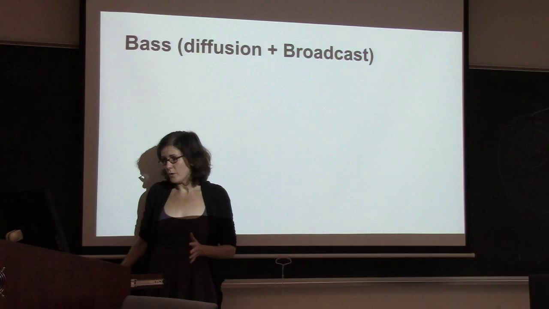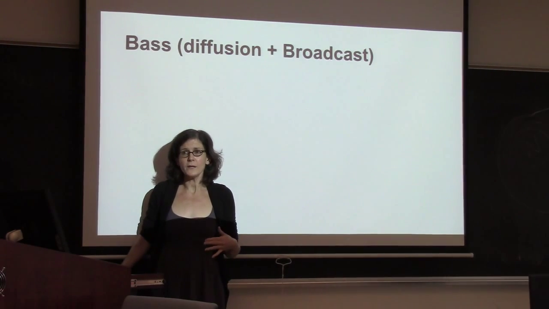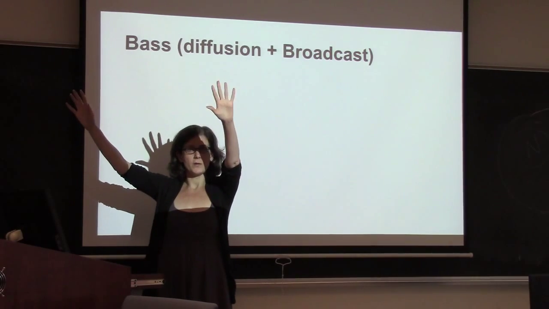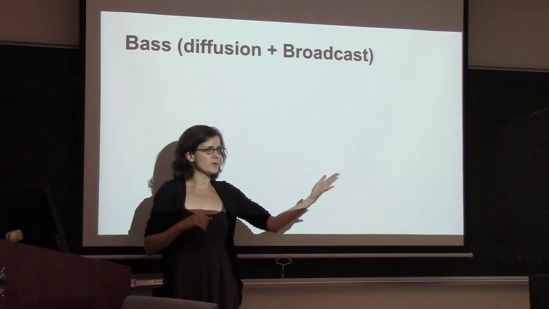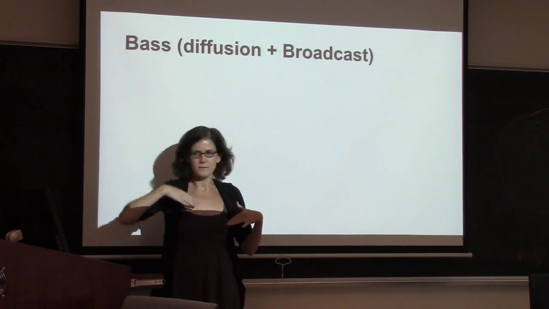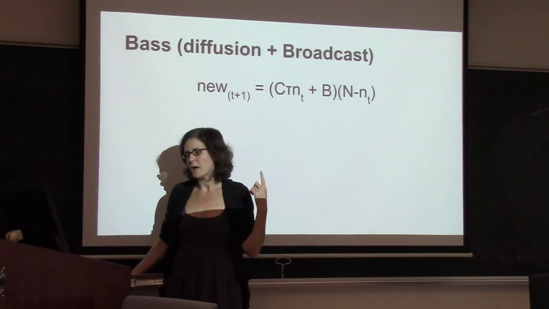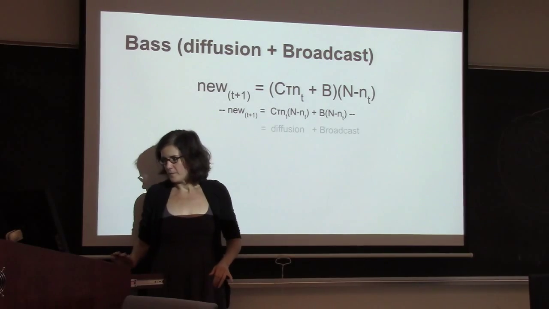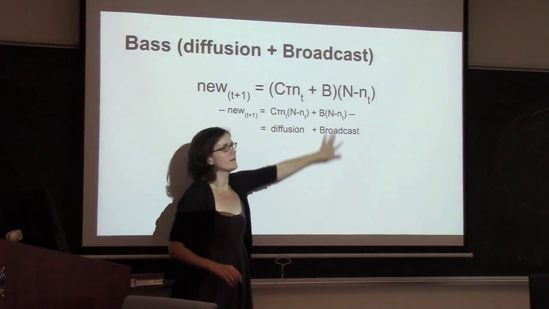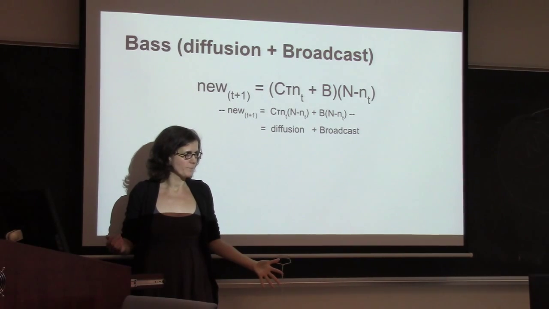This is what you have for homework, the BAS. And BAS is just saying, in reality, we don't just get information from CNN or just from our friends. We actually get information from our friends and from CNN. So all the BAS model does is, this is the equation you got. If you multiply it out, you realize it's just the diffusion model plus the broadcast model. That's all that is, right? See that?